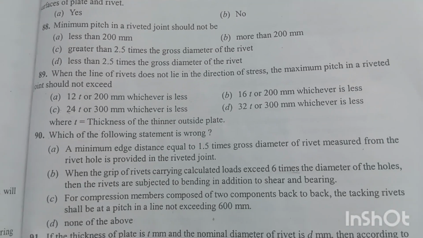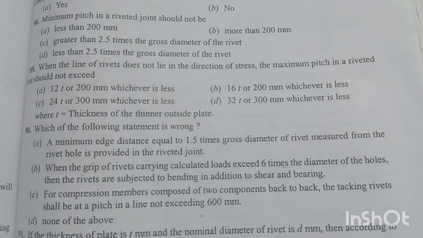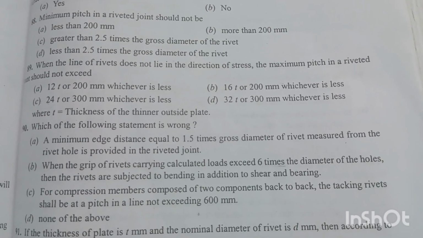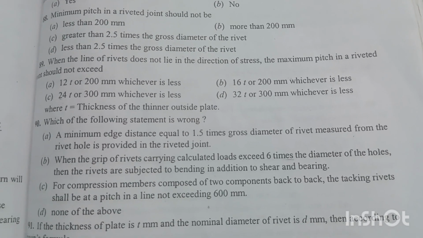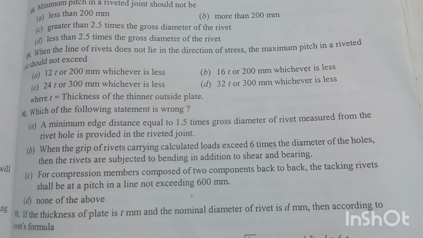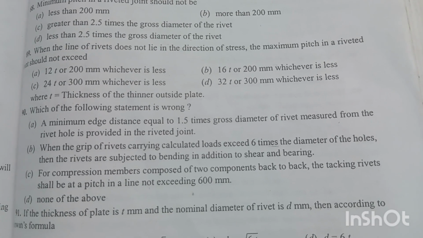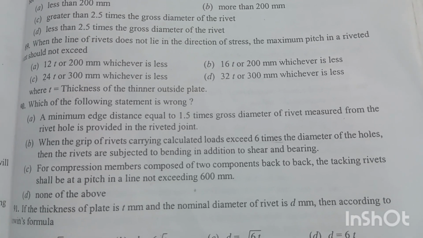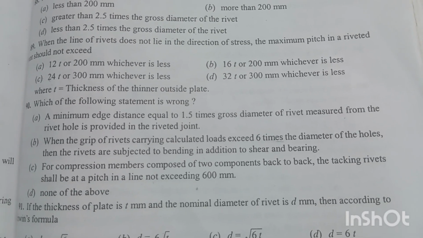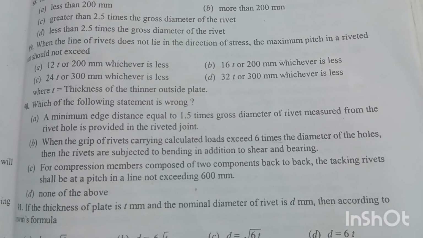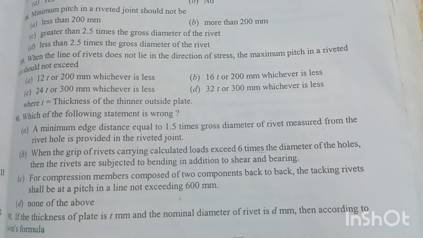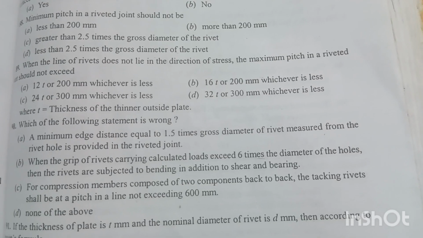Question number 90. Which of the following statements is wrong? Option A, minimum edge distance equal to 1.5 times the gross diameter of the rivet, measured from the rivet hole, is provided in the riveted joint. Right. In order to avoid the tearing failure. Option B. When the grip of rivets carrying calculated loads exceeds 6 times the diameter of the holes, then rivets are subjected to bending in addition to shear and bearing. Right. Option C. For compression members composed of two components back to back, the tacking rivets shall be at a pitch in a line not exceeding 600 mm. Right. So option D will be correct for this question because none of the above statements is wrong.